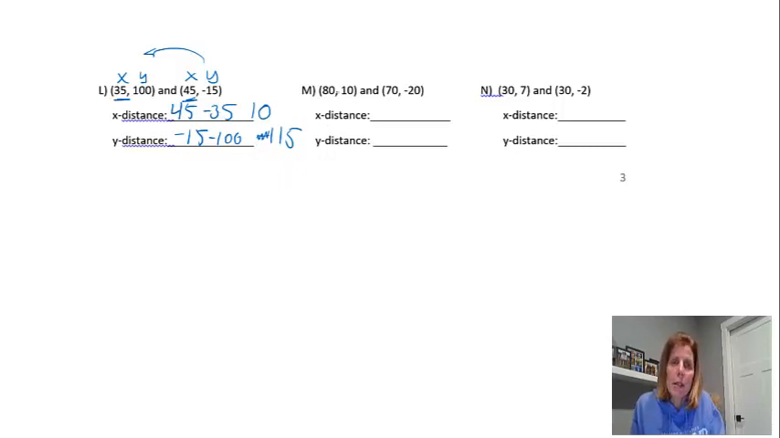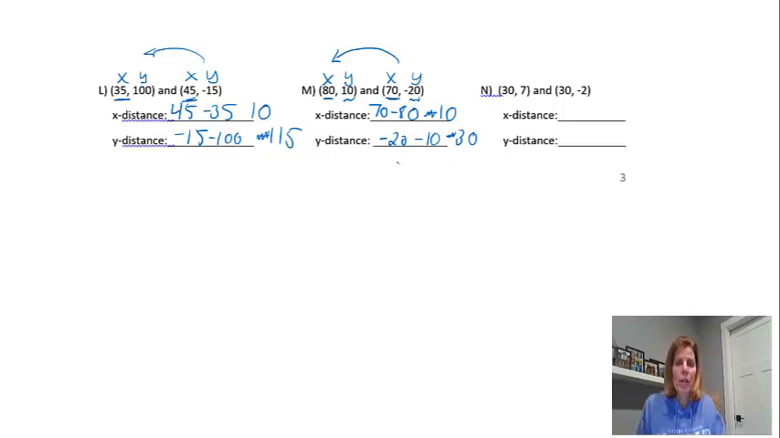Alrighty, M, x and x, y and y. And this time again, I'm going to go right to left. So with my x's, I'm going to underline them. I'm going to have 70 minus 80. 70 minus 80 is negative 10. And for this lesson, we will just ignore the negative. And then my y values, I'll do negative 20 minus 10. Negative 20 minus 10 is negative 30. And once again, for this lesson, we will ignore the negative. So you should have gotten 10 and 30, either way that you did it.